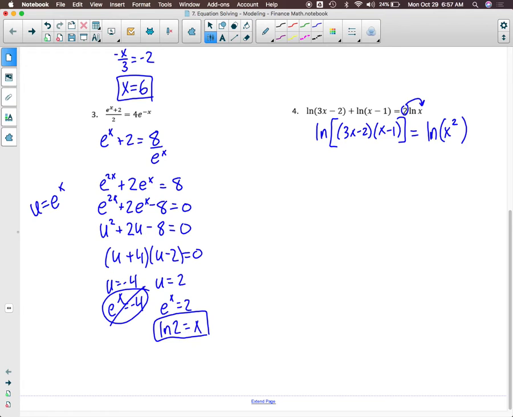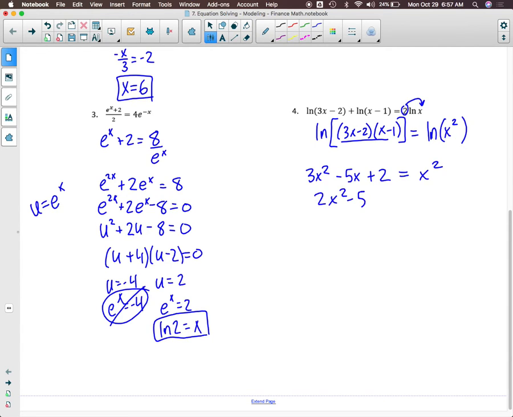So now I have a log equals a log, so the inside of those logs have to be the same. So I'll just FOIL this out. So I get 3x squared, and then minus 3x minus 2x, that's going to be a minus 5x, and then plus 2, and that's going to equal x squared. Okay, so let's just think about this a little bit more. Gotta simplify.